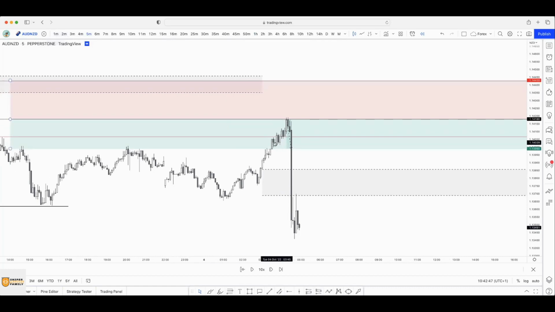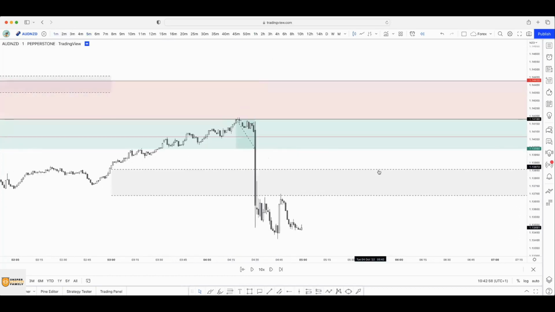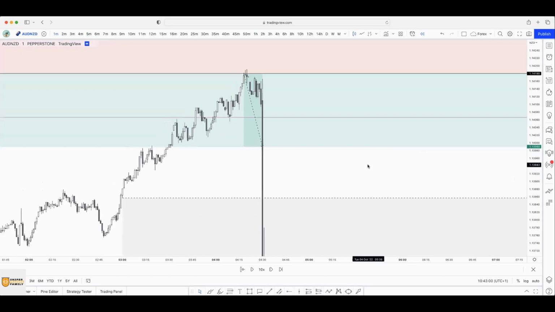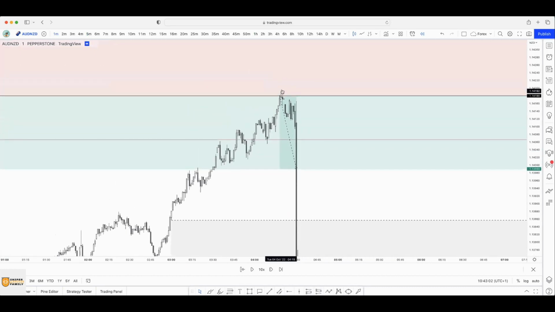All right, on the 5 minutes we had some bullish structure, high, low, high, low, high, low, high, and then a big structure shift to the downside. Let's check the 1 minute. We have the same thing, right? You can see price was approaching that area, the potential area for distribution, the rectangle I drew. Price was approaching it, and then we had what?